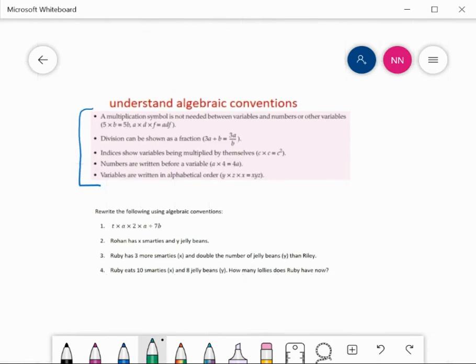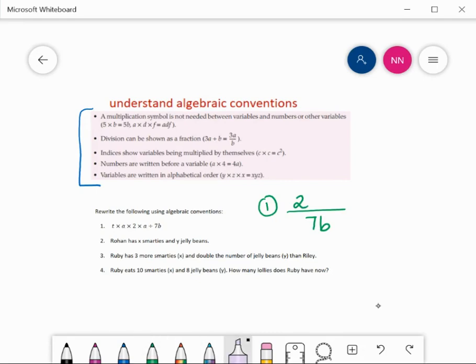In the first example, t times a times 2 times a divide by 7b. So divide by 7b, we'll do that first, as a fraction. And then if you have a look, it's t times a times 2 times a. Let's look for our number first. The only number there is 2. So 2 is not multiplied by another number, so we just write down our 2. Then let's look at our variables in alphabetical order.